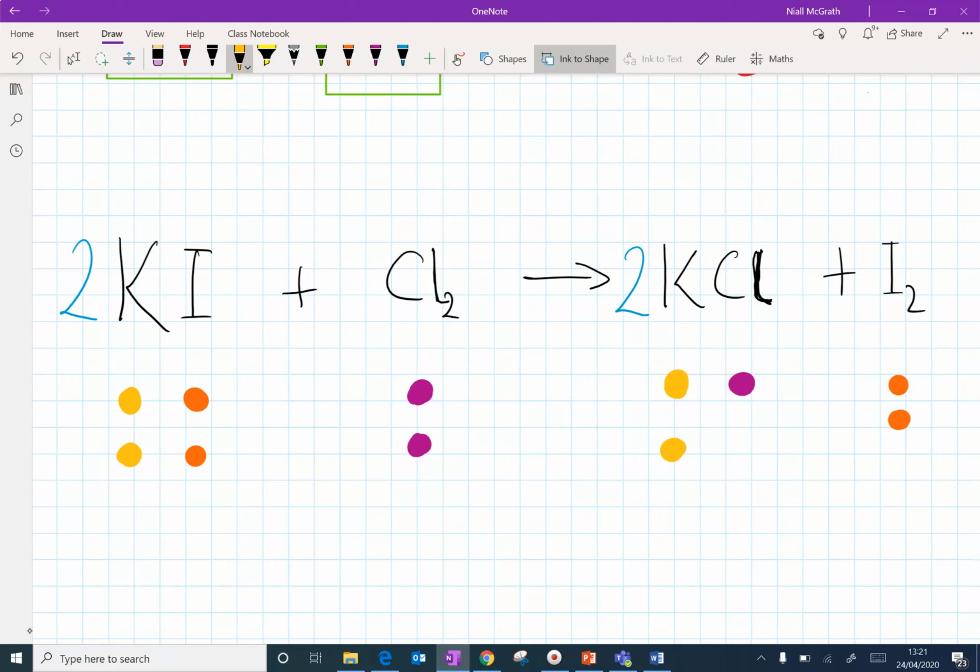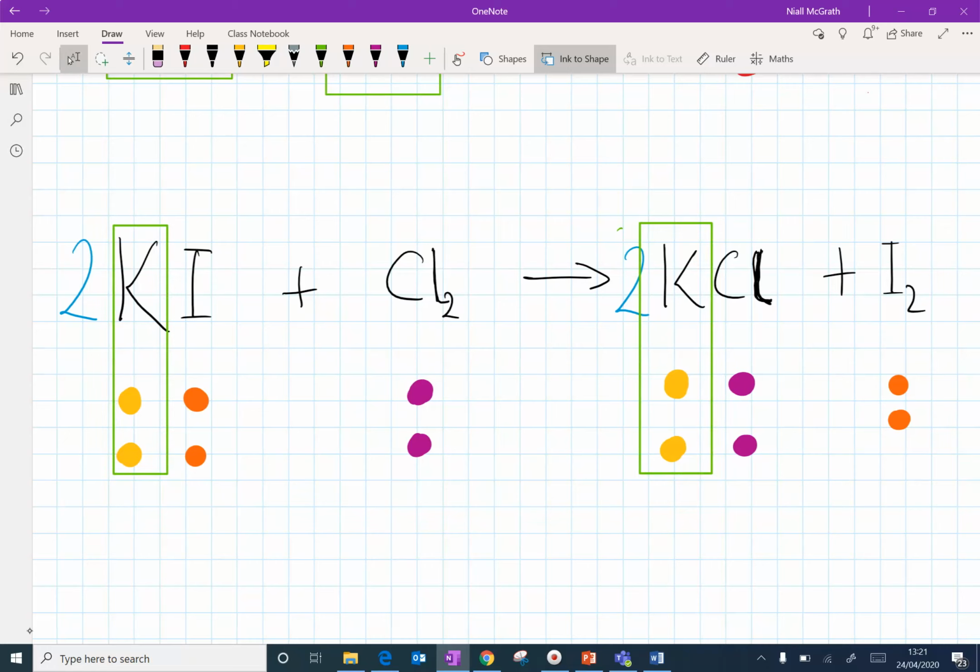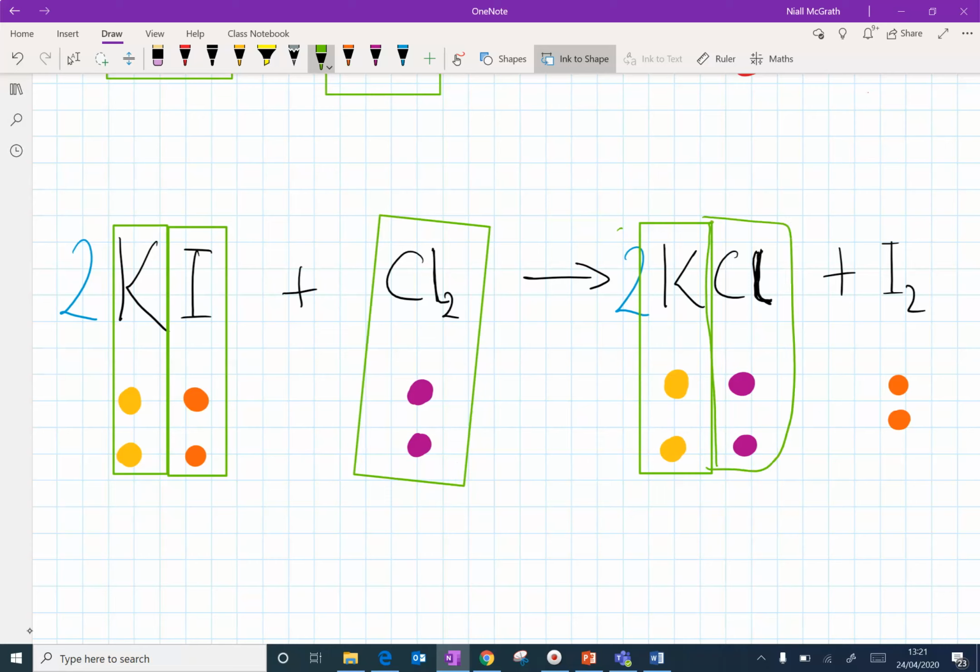And now we have 2 potassiums. What that also means is that the Cl is multiplied by 2 as well. So now actually we have a second chlorine, which balances our chlorines also. Okay, so we have 2 potassiums, 2 iodines, and 2 chlorines.